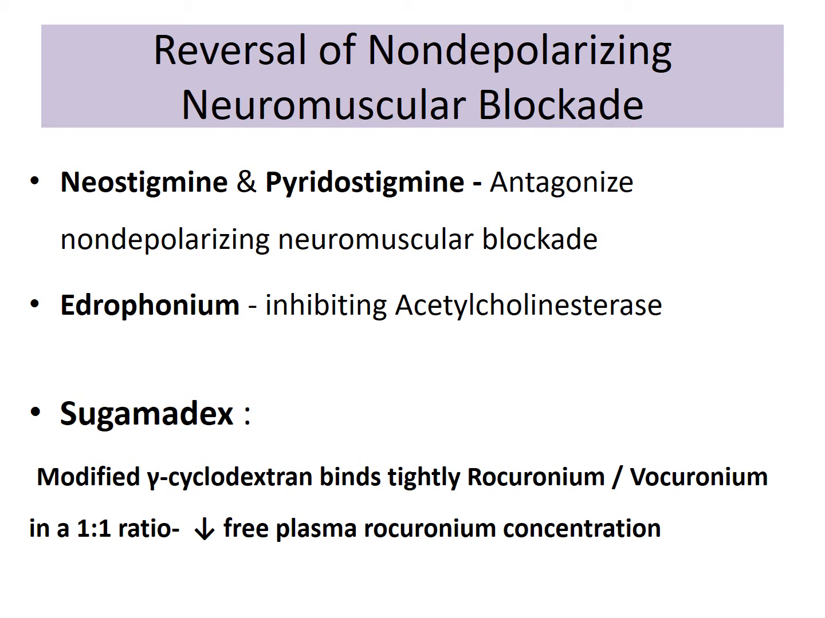Edrophonium is another cholinesterase inhibitor. There is another agent known as sugammadex. That's not commonly used for clinical purposes. It's known as a modified gamma cyclodextrin. This sugammadex binds tightly to two agents, mainly ROCURONIUM as well as MIVACURIUM, in a 1:1 ratio.